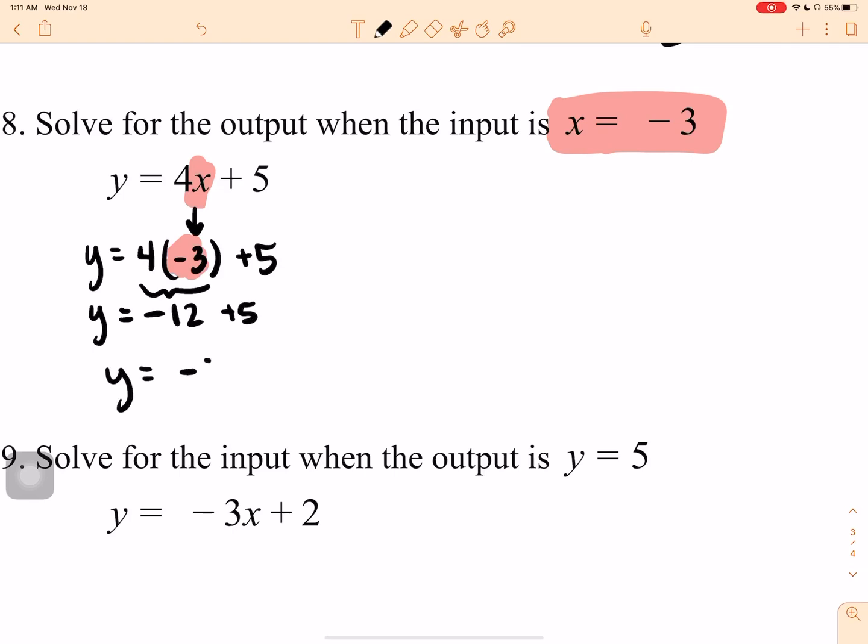Y equals negative 7. Okay, so make sure you guys are checking your work. You're checking my work as well. Send me an email if something's wrong. I do appreciate it.